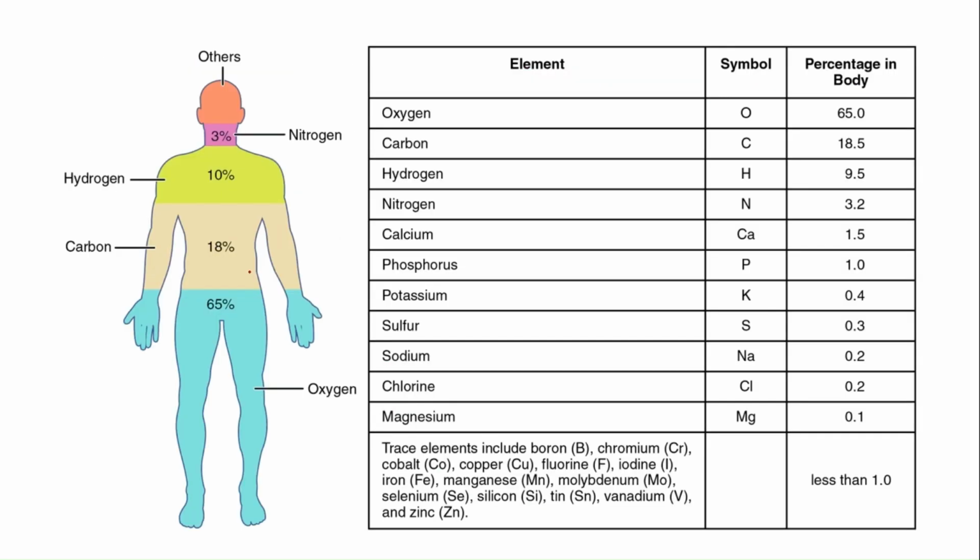Look at this diagram. It shows that oxygen is present in the greatest percentage in our body, that is 65%. After that, carbon, hydrogen, and nitrogen are present in the greatest percentages. So we call these elements macro elements because they are present in greater percentages. Now, the elements which are present in lesser percentages are called microelements. But there are some elements which are present in even lesser percentages, and they are known as trace elements. No matter what, whether they are trace elements, microelements or macroelements, they are still very important for our body.